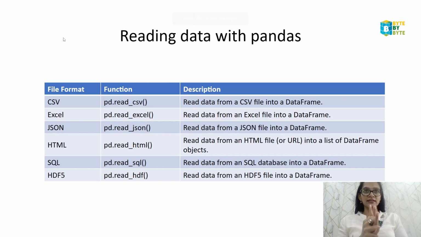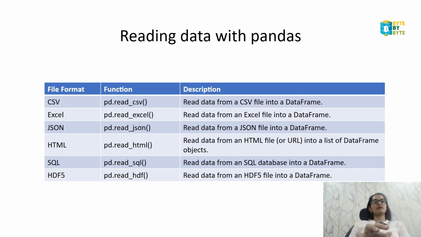Now let's see reading data with pandas. There are multiple types of files available to us. We have CSV files, Excel files, JSON files, HTML files, SQL files, HDF files. If you want to read a CSV file, we have a function called read_csv. Whatever you have written in your CSV file will be converted into your data frame.